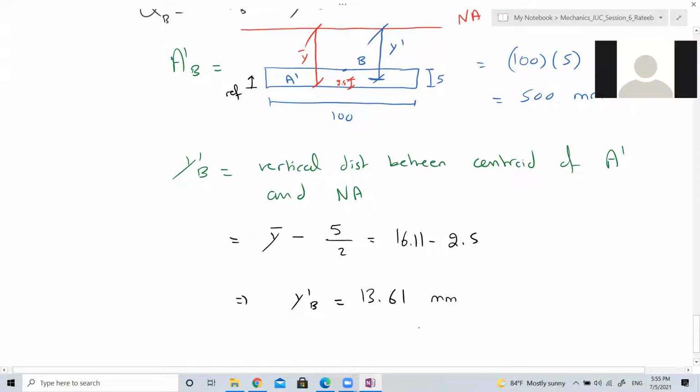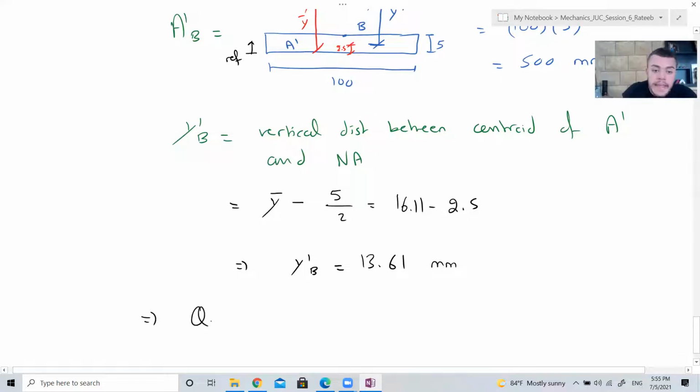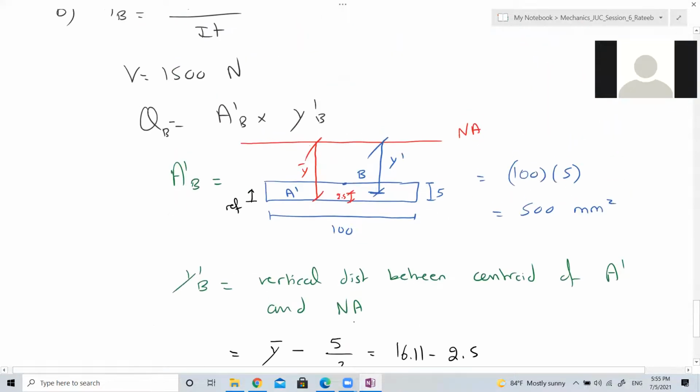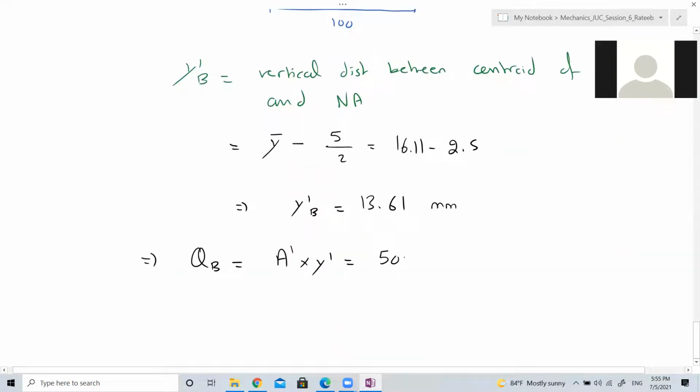Yes. Therefore, now we can calculate Q, which is area prime times y prime. Area prime is 500. Y prime is 13.61.